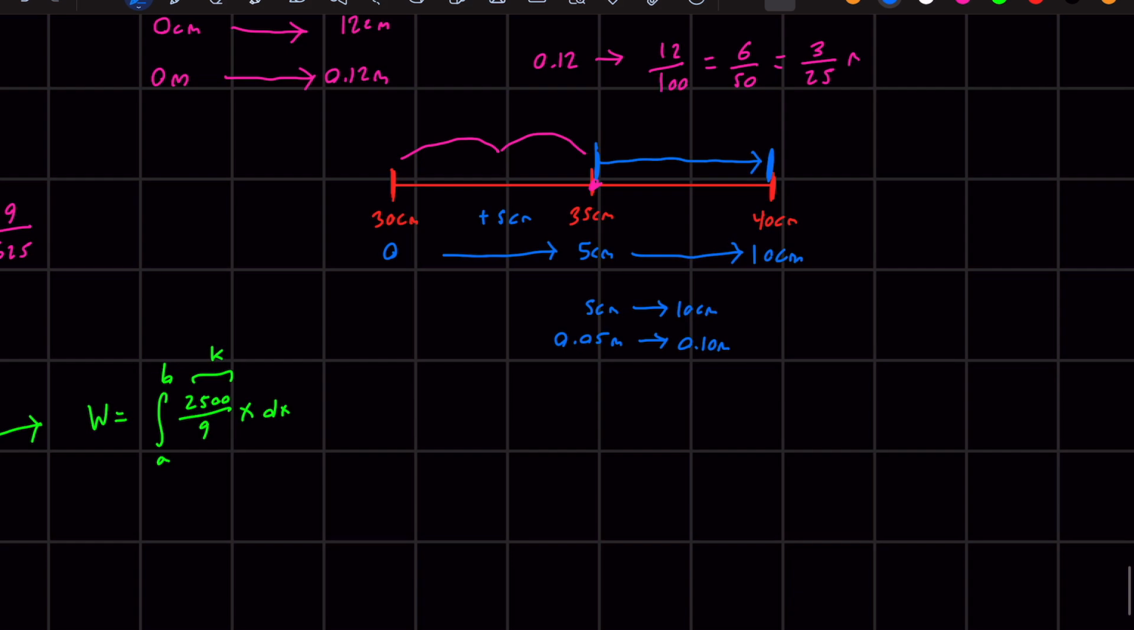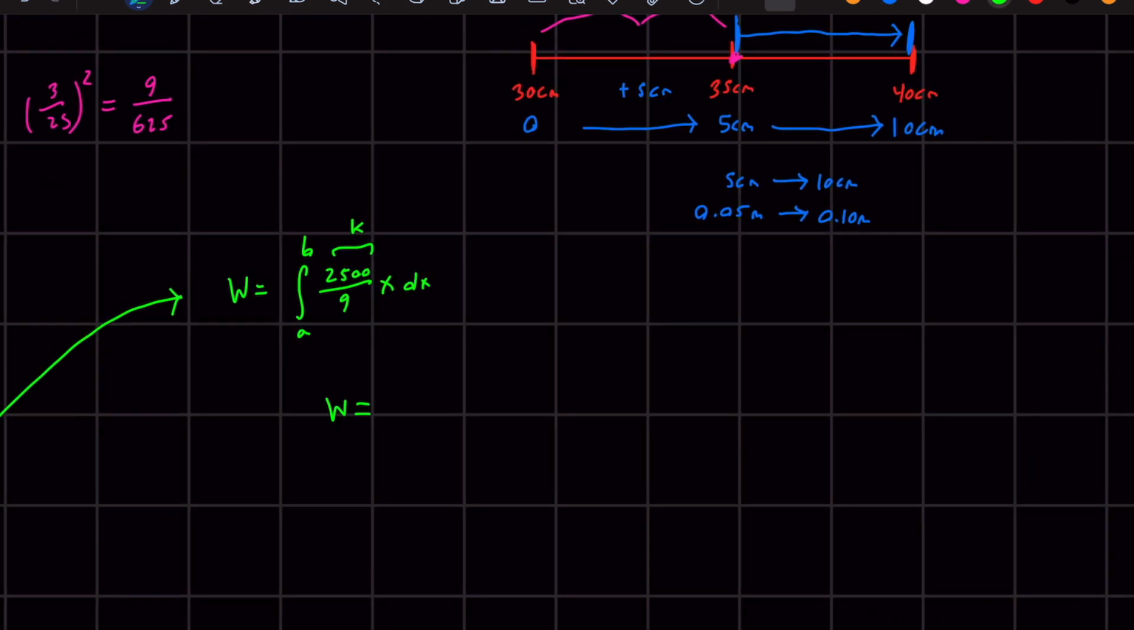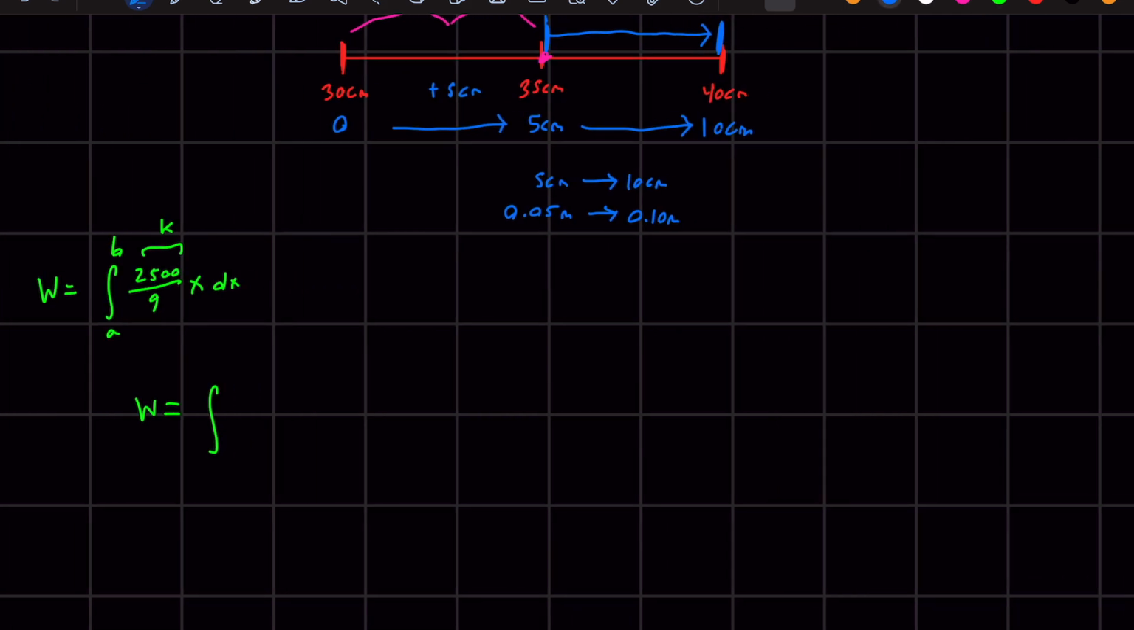So that's going to be our bounds. And now we just solve the integral. So we have work is equal to... 0.05. Again, I like fractions better. So what I'm going to do is this 0.05, this is equal to 5/100ths, which is equal to 1/20th meters. And then that 0.10 is equal to 10/100ths, which is 1/10 of a meter. So I'm going to go from 1/20 to 1/10.